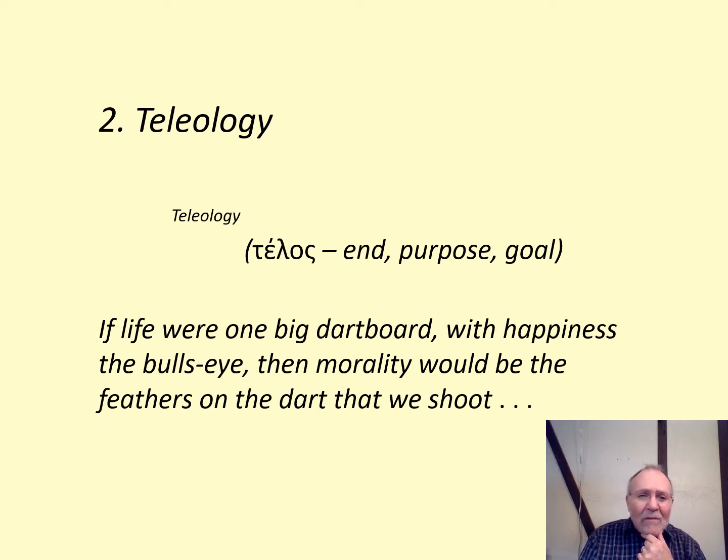See if you can understand this illustration here. Say, if life were one big dartboard with happiness the bullseye, then morality would be the feathers on the dart that we shoot. Now you understand that feathers on a dart help guide the dart. They help keep it going straight and where you want it to go, toward the bullseye.